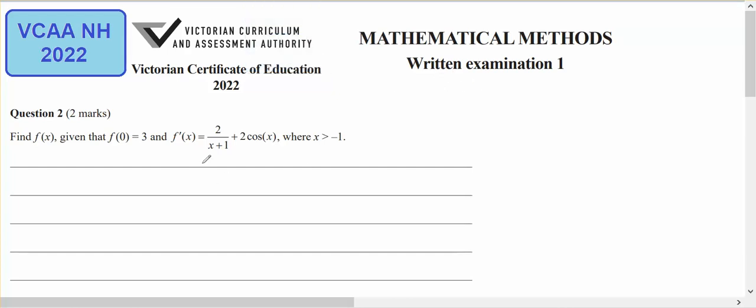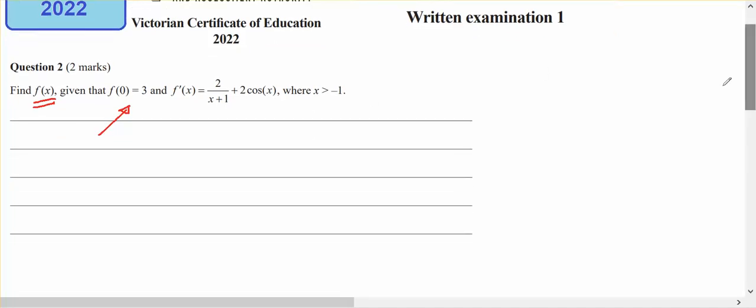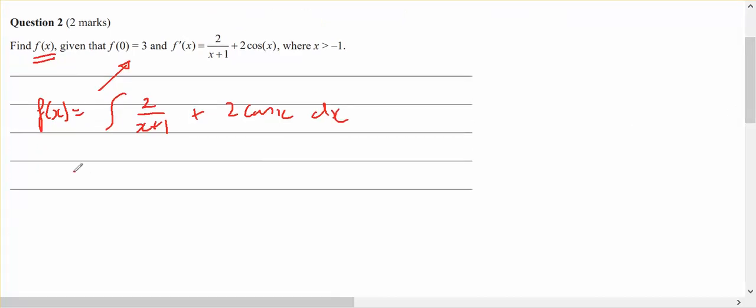Okay, question number two. Find f of x, given we've got the derivative and we've got this information to be able to work out c. Okay, so f of x should equal the antiderivative of 2 on top of x plus 1 plus 2 cos of x dx. So that's going to be 2 log base e of x plus 1. The antiderivative of cos is sine, so plus 2 sine of x plus some constant c.